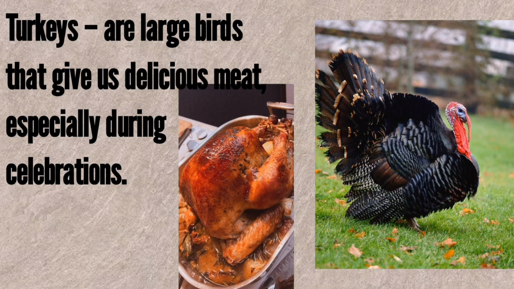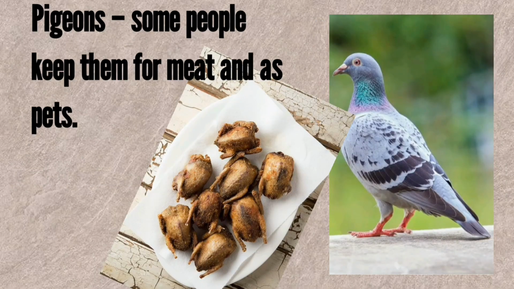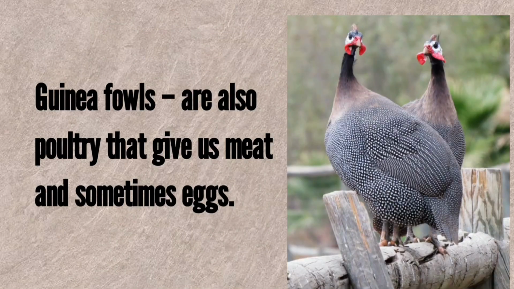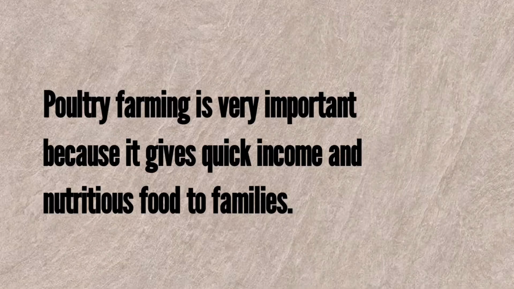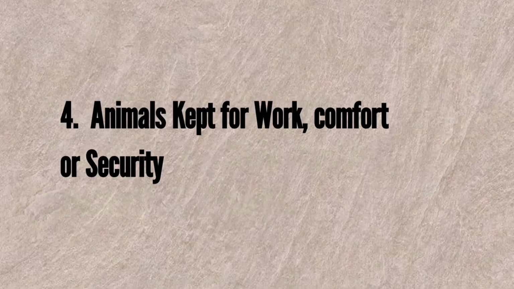Turkey. These are large birds that give us very delicious meat and are mostly eaten in large celebrations like Christmas. Pigeons. These are small birds and some people keep them for meat or pets. Guinea fowls might be rare, but they are also poultry that give us meat and sometimes eggs. Poultry farming is very important because it gives quick income and nutritious food to families.